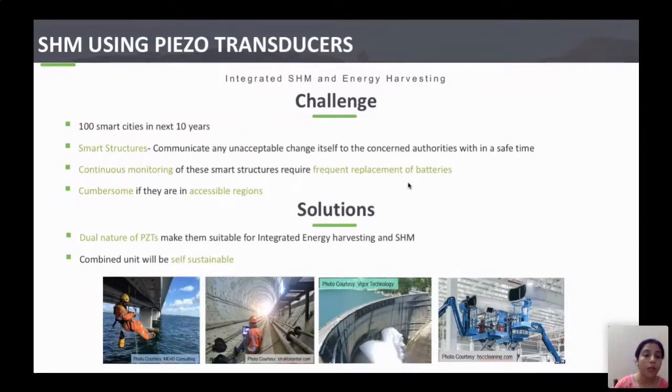For that, we might have to frequently change the batteries, but sometimes it becomes really cumbersome and maybe impossible if the whole system is attached in an inaccessible region. With our rigorous research, we have developed a solution for this problem by using the dual nature of PZT patches. Because I told you, the PZT patches produce voltage when we apply strain on these materials. So they have energy harvesting properties as well. Using the energy harvesting and the structural health monitoring properties of the PZT patches, we have developed a self-sustainable system where the same PZT patch will be generating the energy as well as doing the health monitoring. So it can be used in several places which are inaccessible.